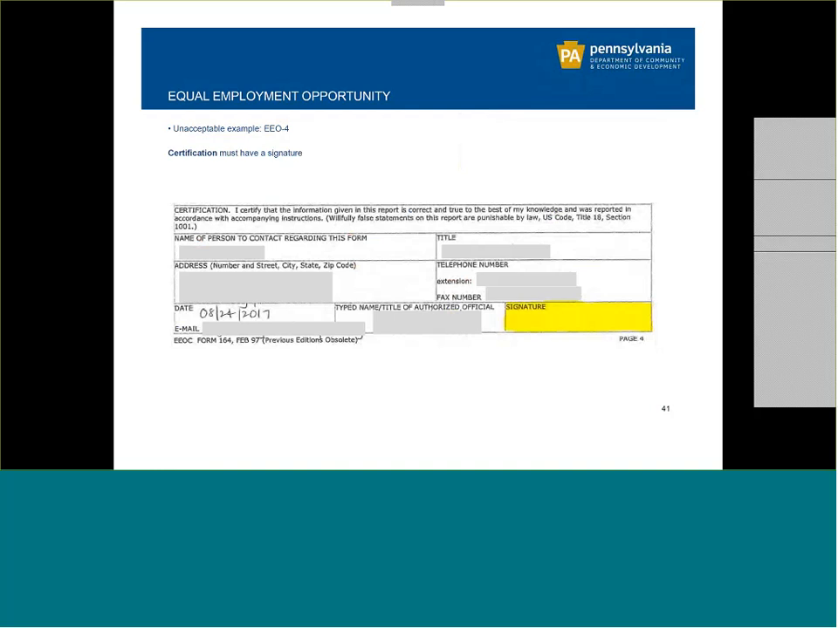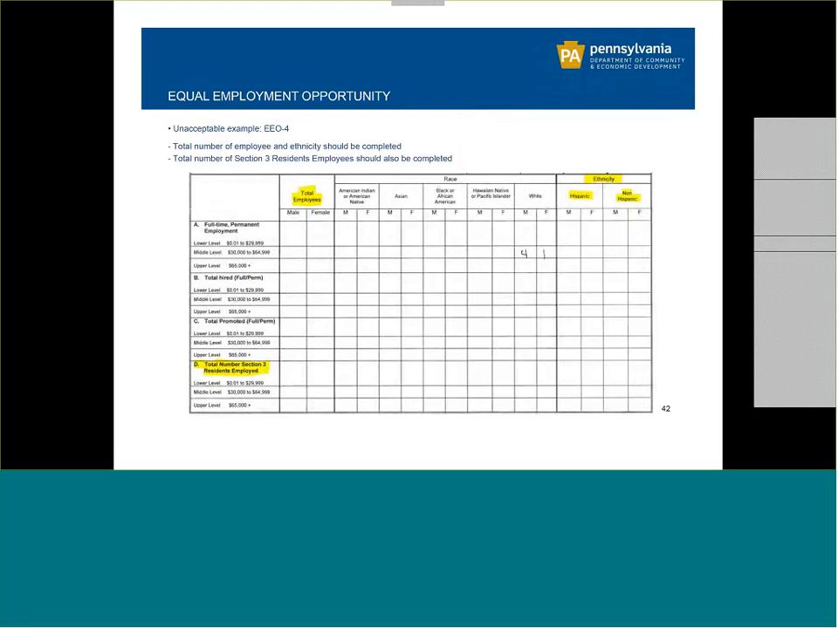It does not have to come in as a hard copy to us signed. We just need to see that on the copy it was signed.